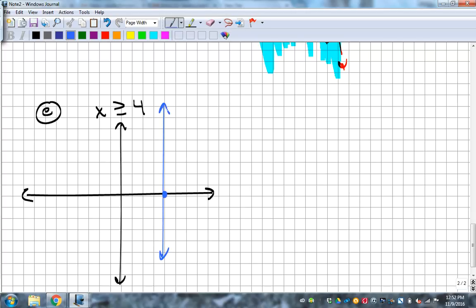We still have to do shading. Can I test the origin on this one? Yeah, the line doesn't go through it, so I don't have a y to plug into. All I've got to do is plug the 0 in for x. Is 0 greater than or equal to 4? No, it's not. So I'm going to shade away from 0, which would be the right-hand side of that line.